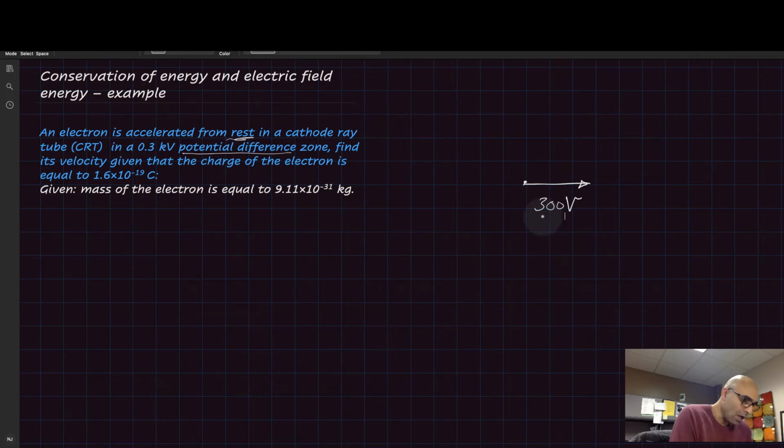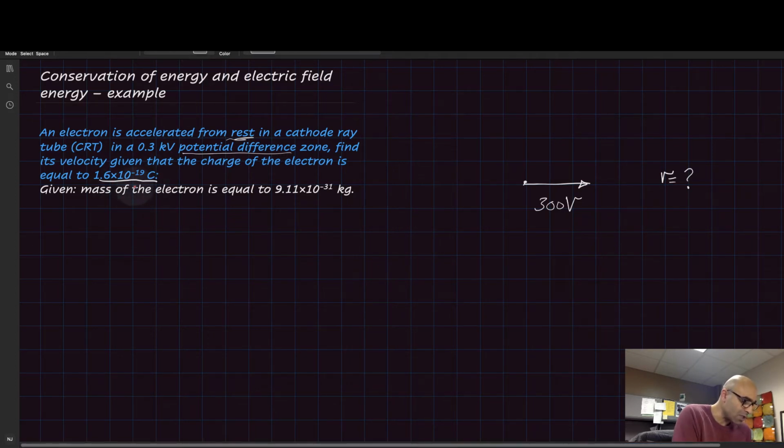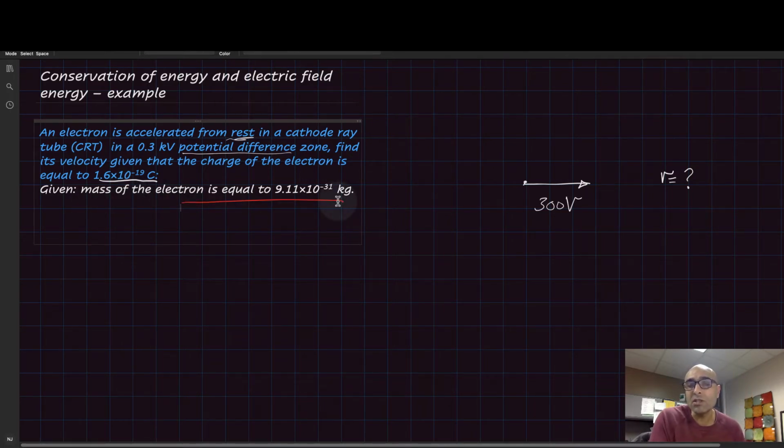Okay, find the velocity. So after it's accelerated, we need to find the velocity at some point after it goes through the 300 volt zone. Okay, given that the charge of the electron is 1.6 times 10 to minus 19 coulomb, and the mass of the electron is 9.11 times 10 to minus 31 kilograms. So that's how small the mass of the electron is.